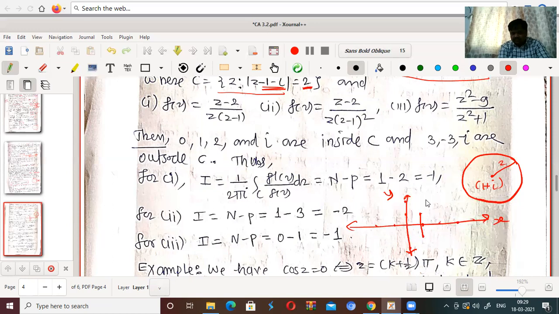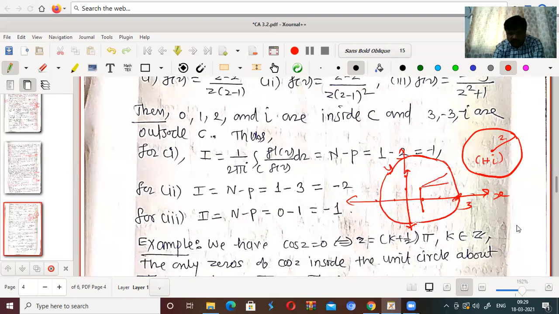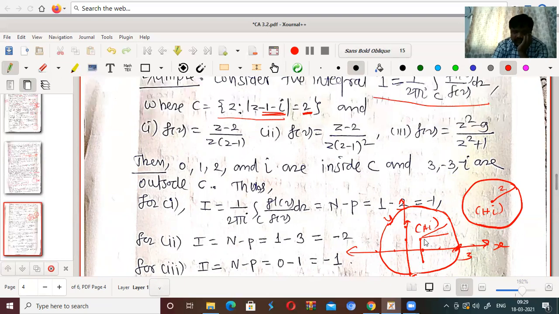So radius 2 means up to 3 here you will get. Such a type of circle it should be. Here it is the point 3. Therefore, radius 2, center 1 plus i. It is like that, right? Such a type of circle is there. So C is this one.